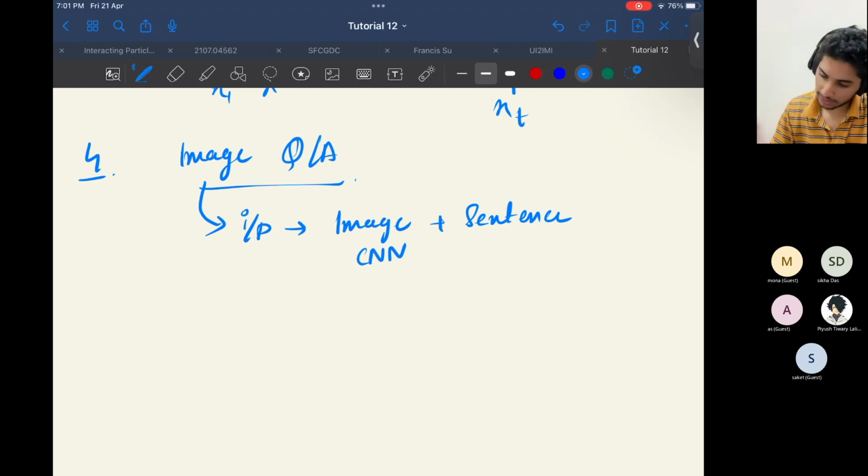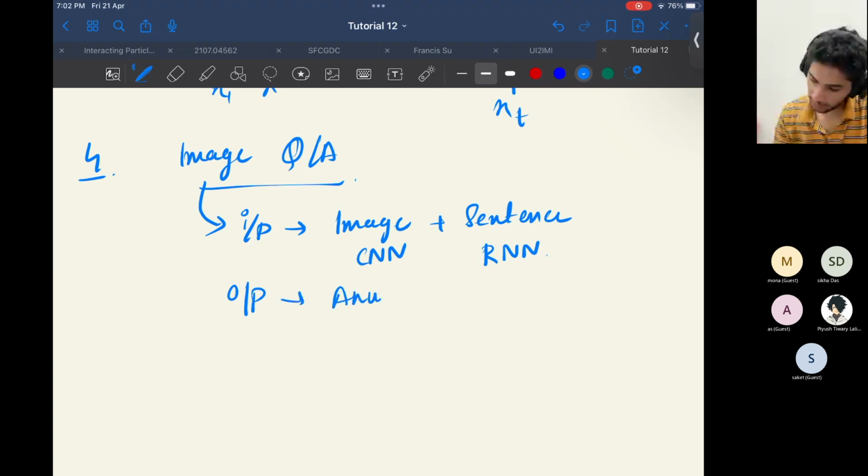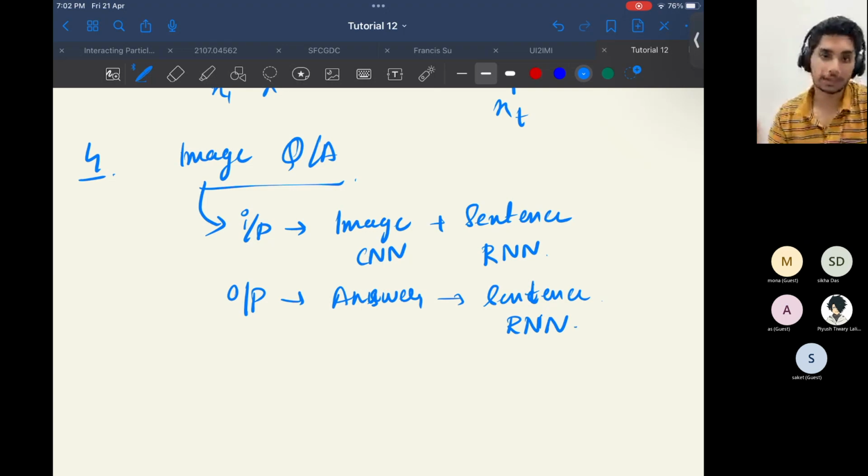So this is managed by a CNN. This will be managed by an RNN, right? Okay. And what is the output that we want? Output is an answer, right? What we need as output is an answer, which is again a sentence, right? So if we want to deal with a sentence output, we need to use the RNN, right?